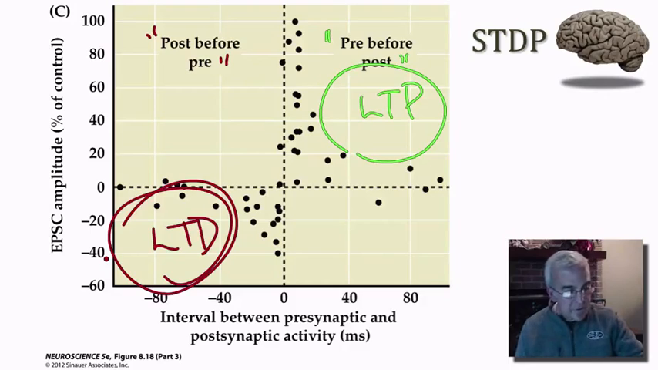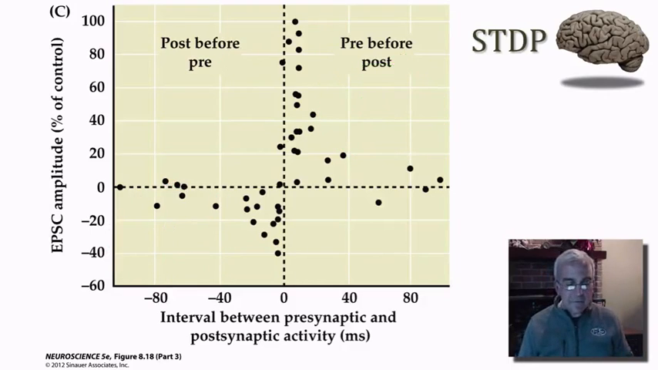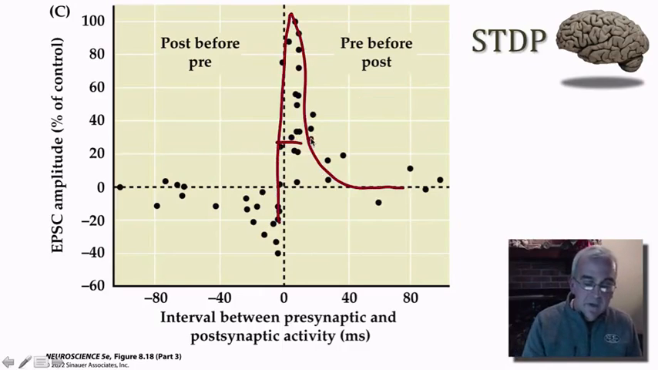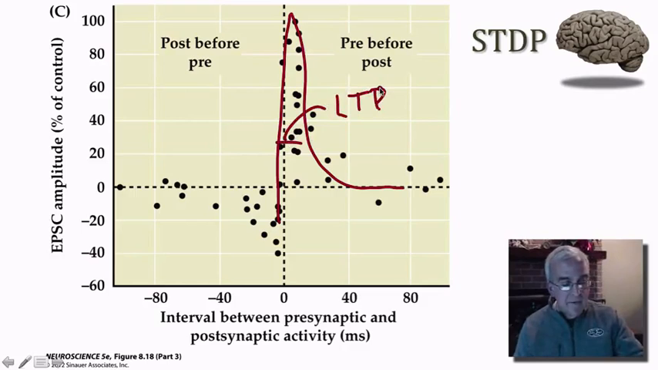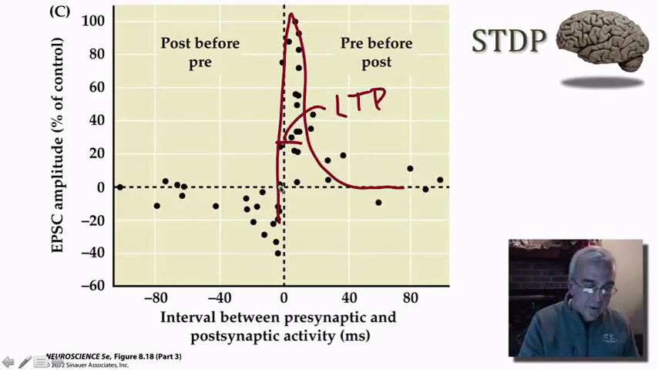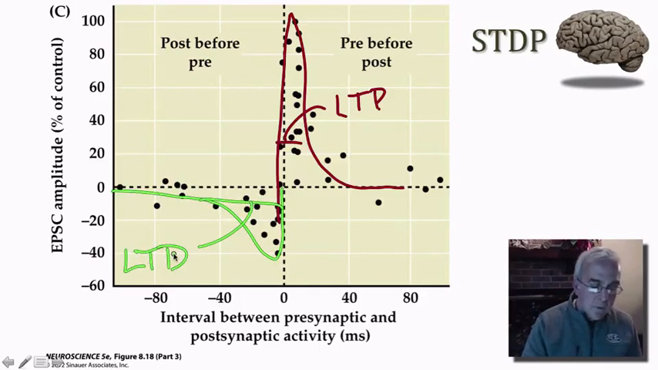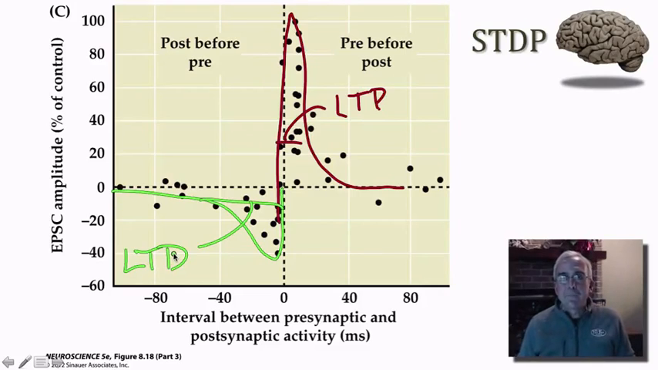Now, I want you to notice something about the shape of this function. Notice that the shape of the long-term potentiation phase is roughly about half the width of the shape of the long-term depression function. Well, I think that's kind of interesting.